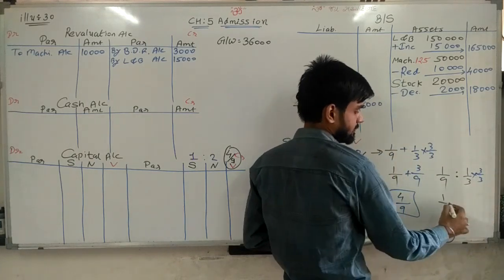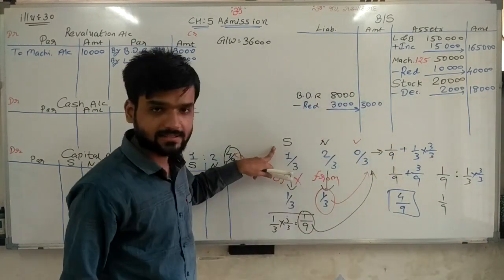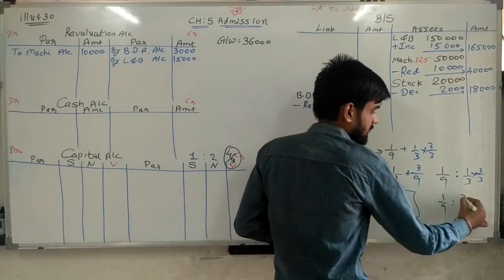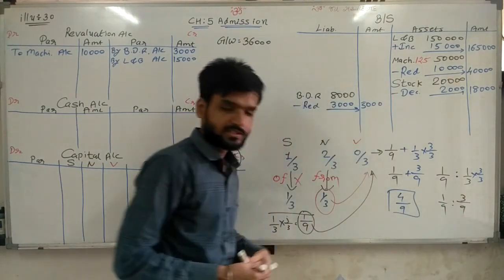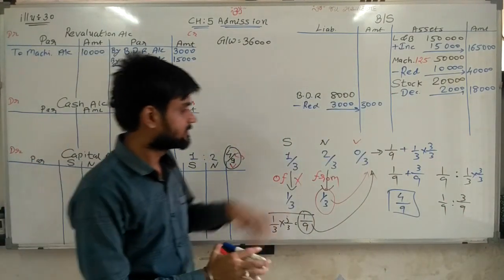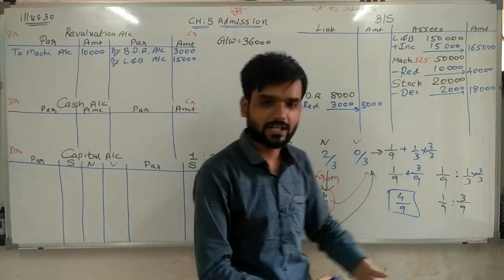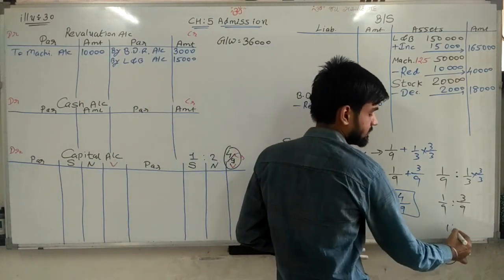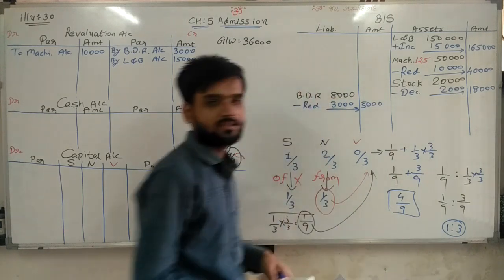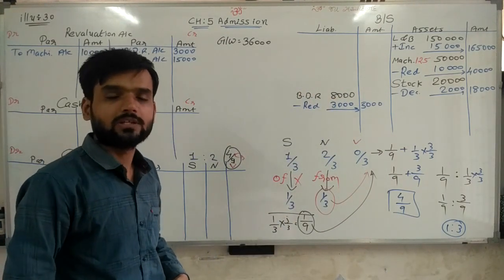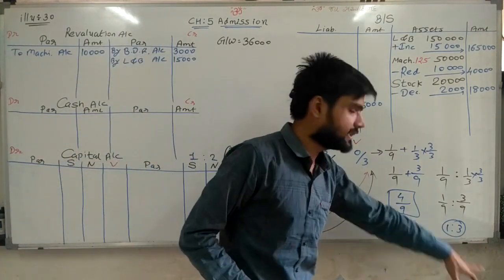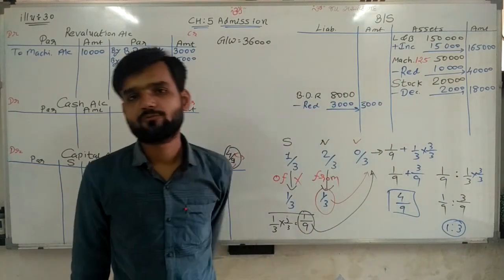So 1/9 is sacrificed by S and 3/9 is sacrificed by N. Now the denominators, 9 and 9, are the same, so I can write the sacrifice ratio as 1:3. Sorry, 1:3 is the sacrifice ratio.